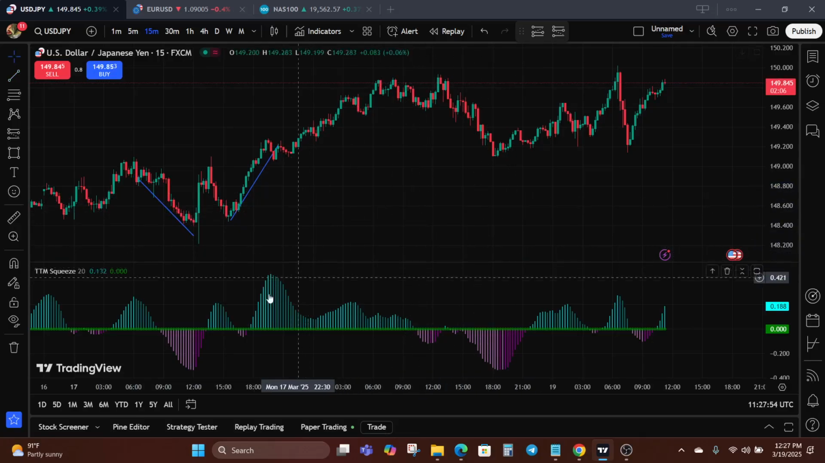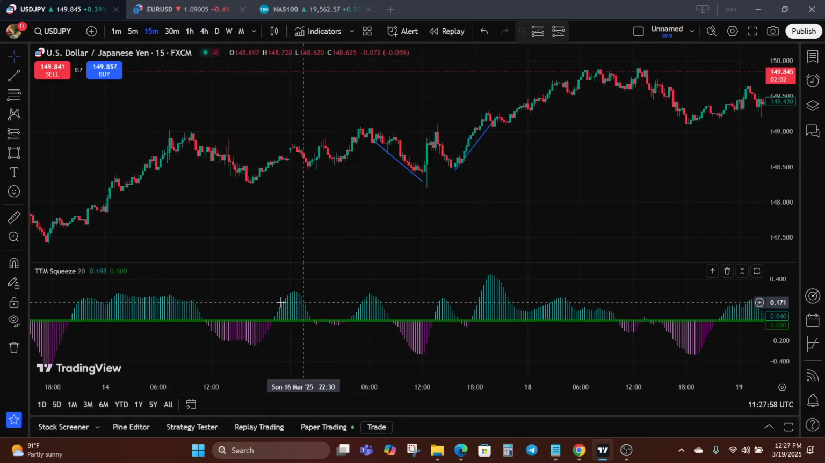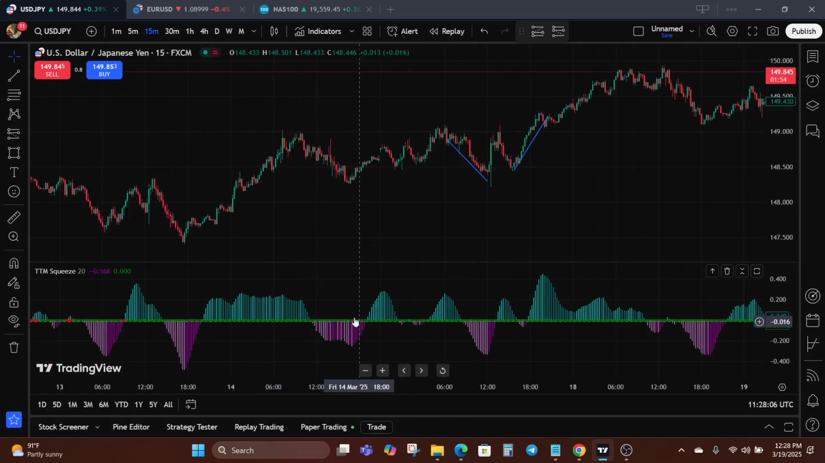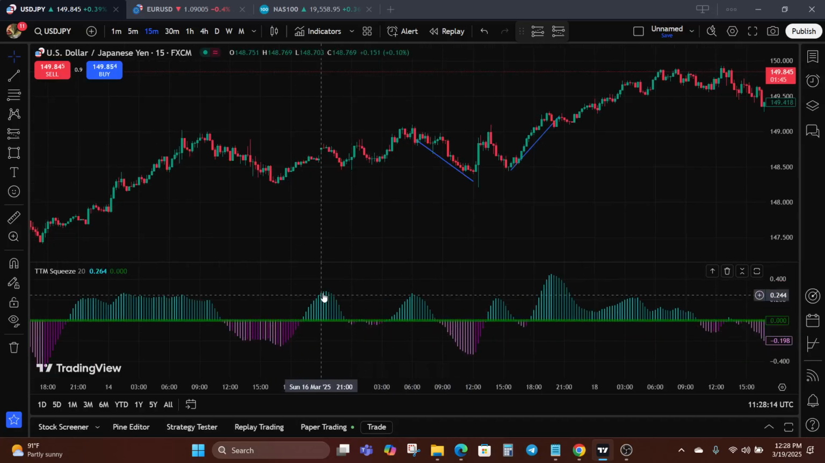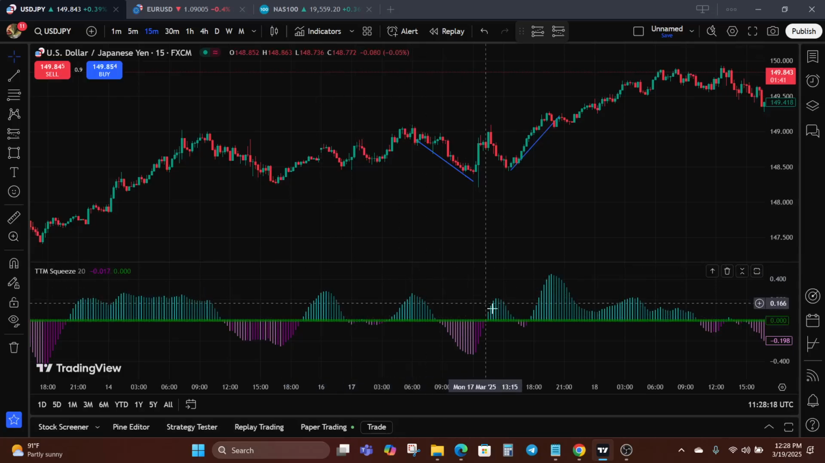Okay, so when using this indicator, all you have to watch out for is the position of the histogram bars with respect to the zero level. When the histogram bars are above the zero level, it's a buy trend. Okay, and when the histogram bars are below the zero level, it's a sell trend. All right, so just watch out for that. And then pay attention to the length of the bars, because the longer the length, the stronger the momentum, and the shorter the length, the weaker the momentum.